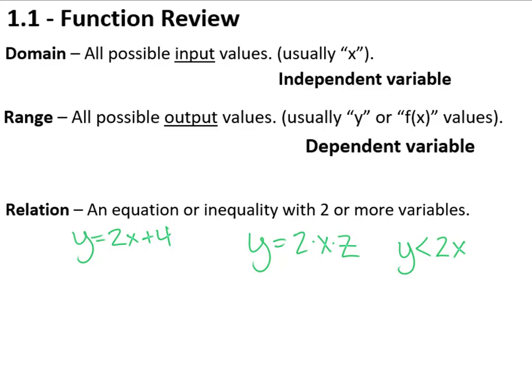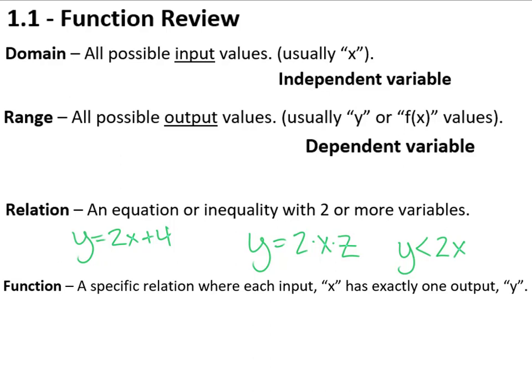Okay, more importantly, what we're talking about in this chapter is functions. Okay, a function is a specific relation where each input x has exactly one output y. So in other words, all functions are relations, but not all relations will qualify as a function. So what does this mean? A specific relation where for each input there is exactly one output.